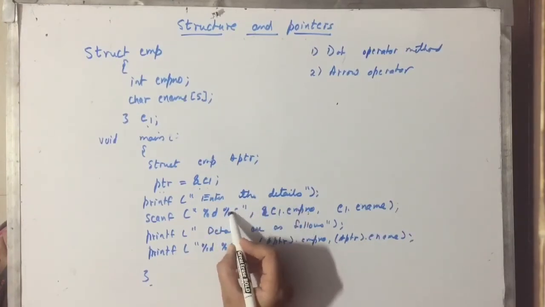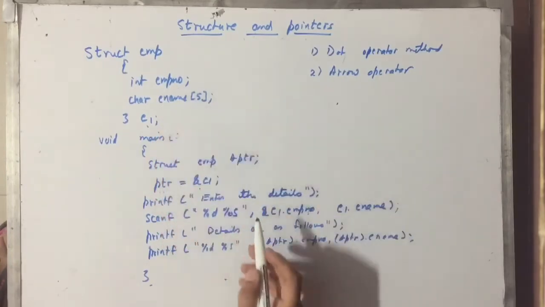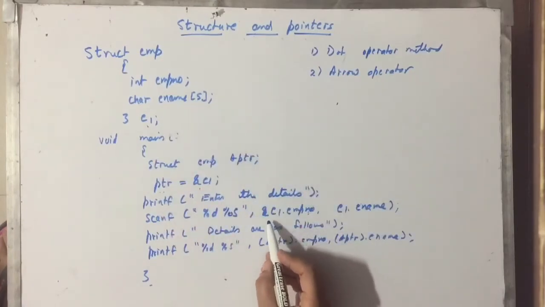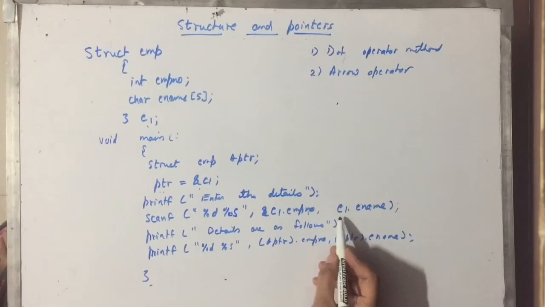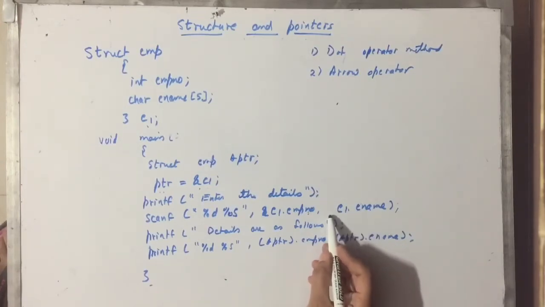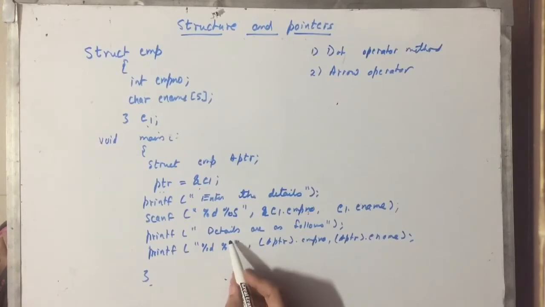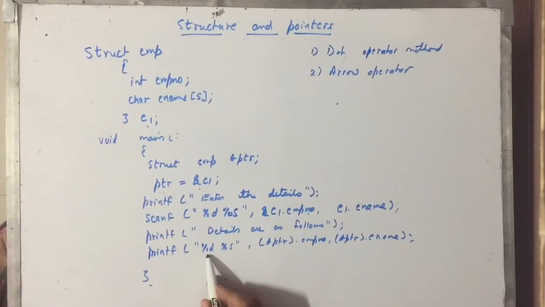After that there are two things. One is an integer value, that is the employee number, and the other one is a string, that is ename. Then ampersand e1.empno and e1.ename. Here we did not put an ampersand because this is a string. Then to display, details are as follows, a simple printf statement, and we are printing both the integer value and the string value.